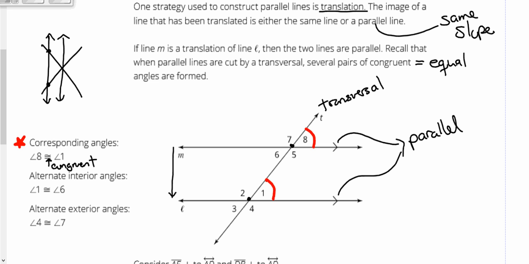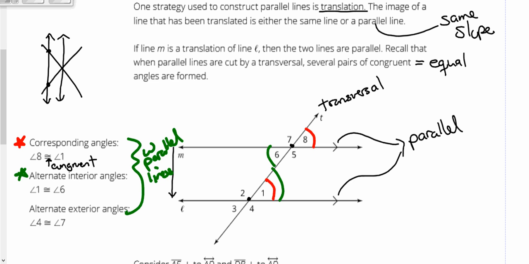Another set of congruent angles when you have parallel lines. Now notice these are all congruent with parallel lines. Okay. So you have to have parallel lines for these to be congruent. So another set is the alternate interior, and they point out 1 and 6. But 2 and 5 could also be alternate interior angles. They're on alternate sides of the transversal on the interior side of the parallel lines. And then the last but not least that they point out that are congruent are the alternate exterior angles.